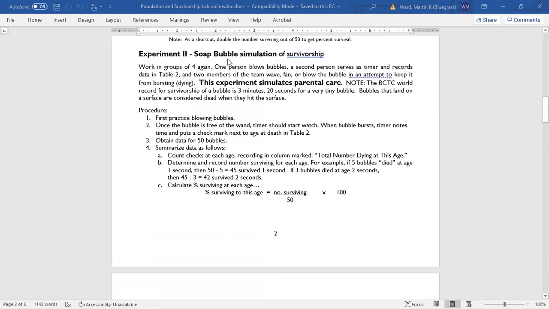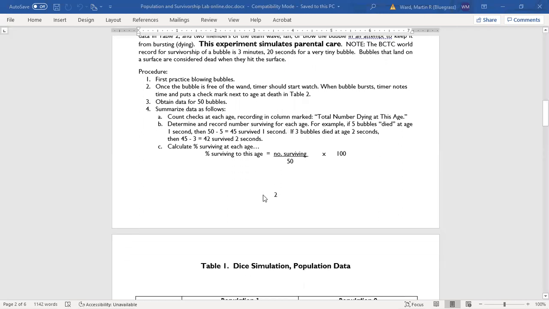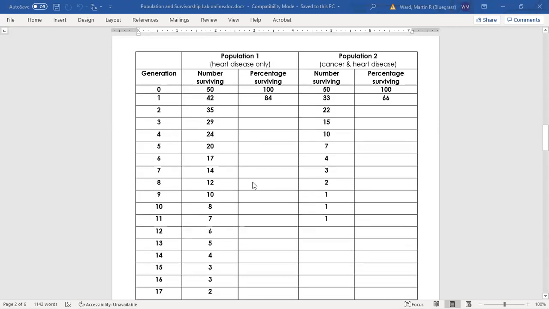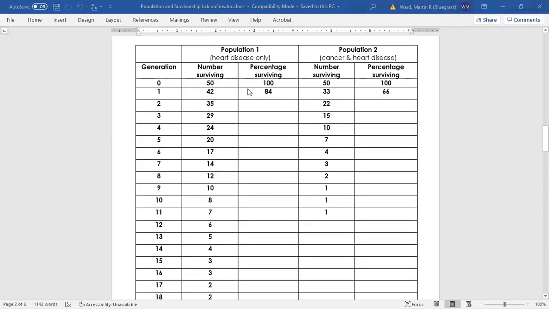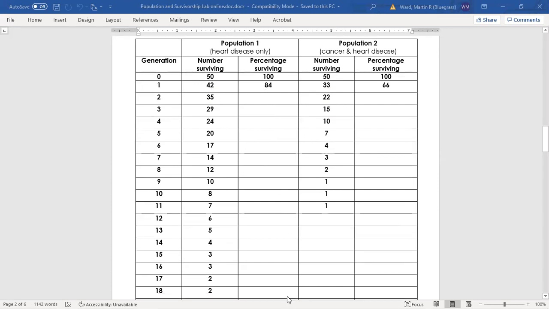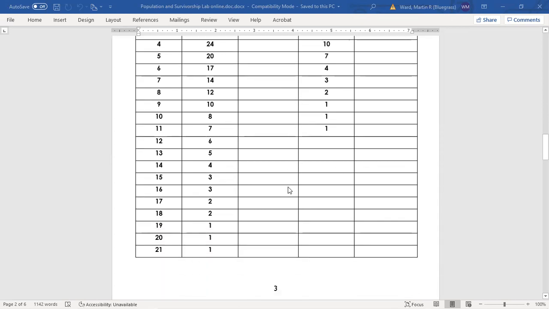And then there's experiment 2 with the soap bubbles, where it shows how we set this up to keep the soap bubbles alive, floating in the air. And then you get these numbers. This is what I want you to do for the homework. I want you to fill in these numbers, calculating the percentage of survival. Remember, you start with 50. So after the first generation here, I lost 8. So 42 out of 50 gives you 84%. In the next generation, I lost like 7 more. So 35 out of 50 gives you 70%. So you'll just figure out these percentage numbers, right? Until you get down to 0.